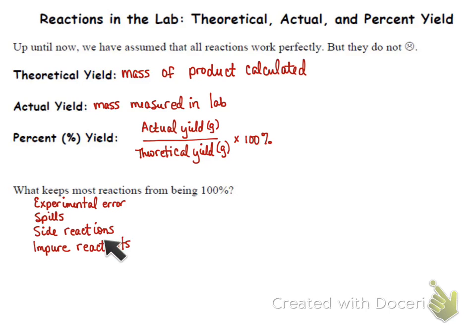Spills, side reactions. So when we say A and B react to make C, sometimes they can also make something else, which lowers the yield. And sometimes the reactants are not pure, so we assume that they are 100%, and they are not.